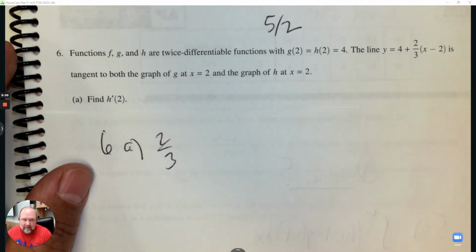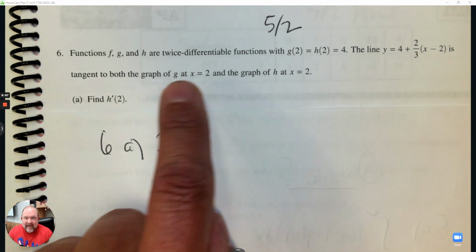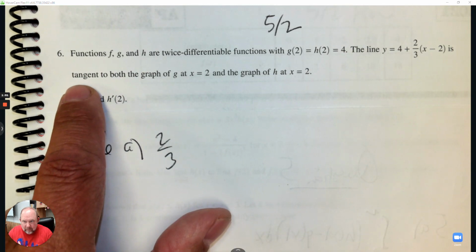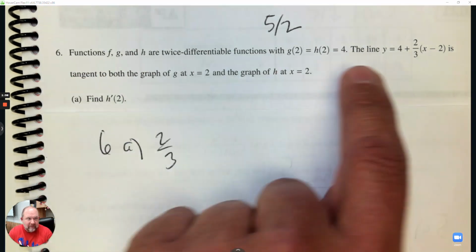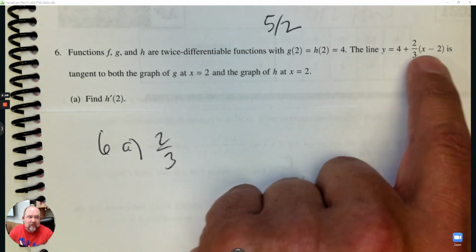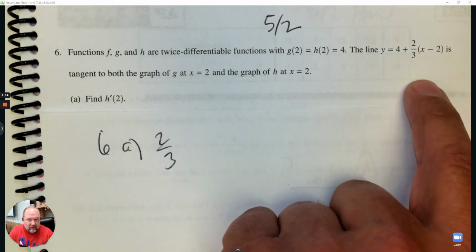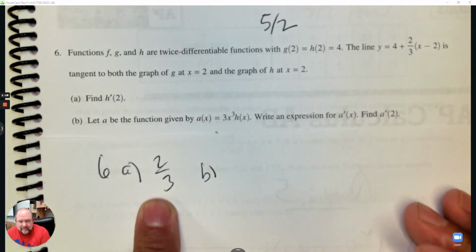Let me try one more time. So tangent means derivative. And at 2, this is the tangent line. And the slope of the tangent line means derivative. So what's the derivative at 2? The slope of the tangent line. And the slope here is 2/3. If you want, you could write 2/3, you could have +4 at the end to know your x and y coordinate. But 2/3 is the slope. That's your answer.